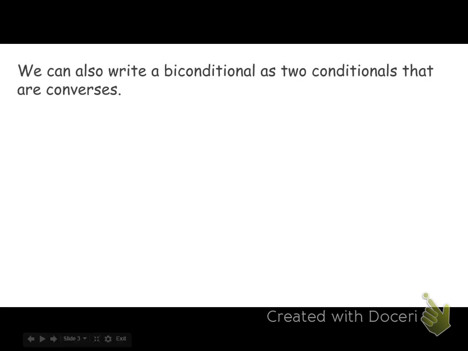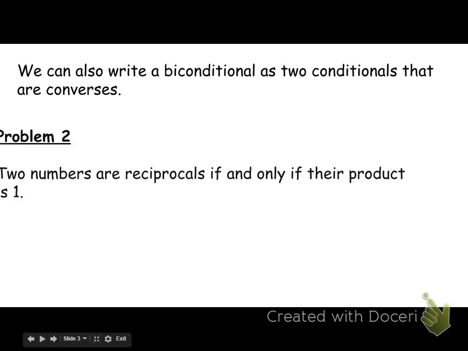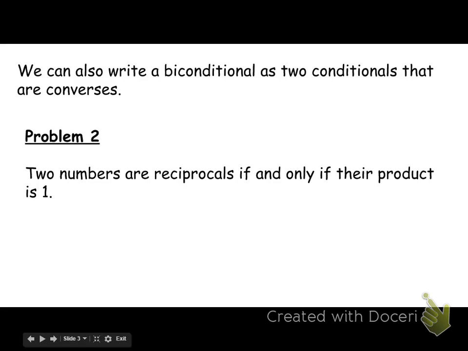And let's talk about definitions in geometry. Actually, before we talk about definitions, we can write a biconditional as two conditionals that are converses. So I want you to be able to do two things. I want you to be able to combine as a biconditional, write as an if and only if, and I want you to break an if and only if back out. Two numbers are reciprocals if and only if their product is 1. I would like you to write this as a conditional statement and its converse.